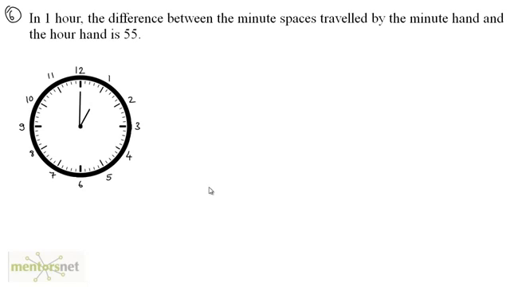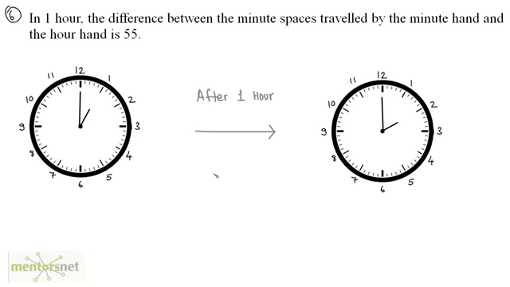And finally, the sixth point. In 1 hour, the difference between the minute spaces traveled by the minute hand and the hour hand is 55. To understand this, we have a clock here, and currently it is 1 o'clock. After 1 hour, the situation will be like this. The hour hand will point to 2 and the minute hand will obviously point to 12, because it is 2 o'clock now, right? Now how much distance has the minute hand traveled? It has traveled a complete revolution, which means 60 minute spaces.